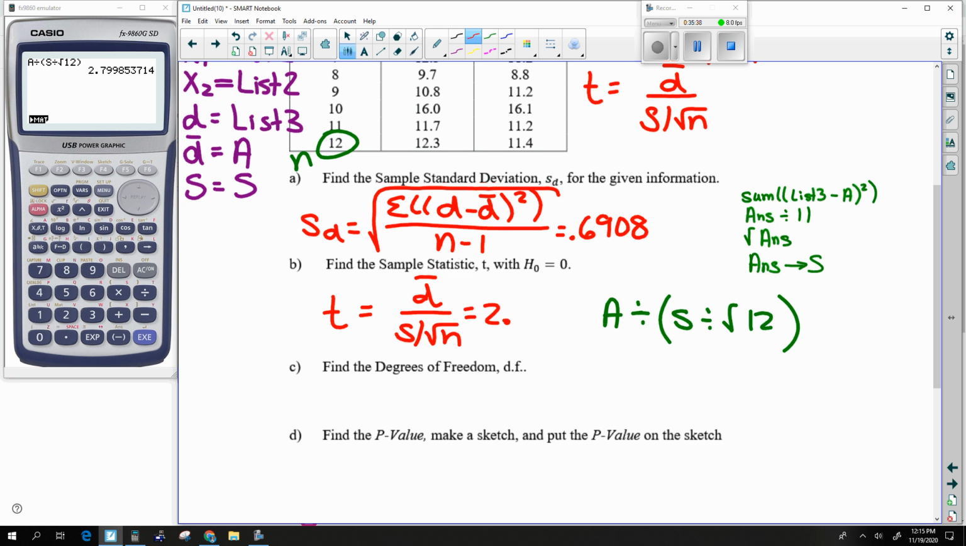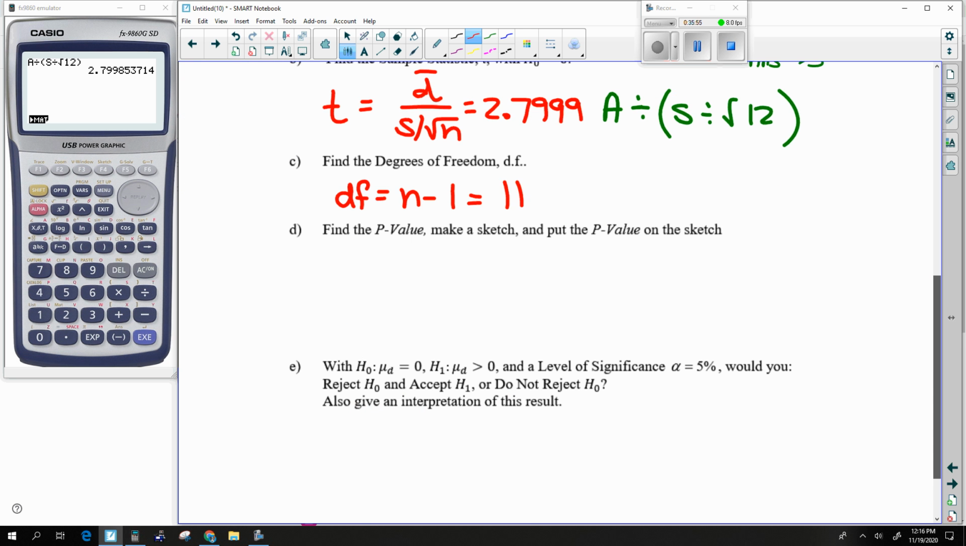Okay, so this is 2.7999. The next is the degree of freedom, easy peasy, that's n minus 1. So if n is 12, this is 11. Easy money.